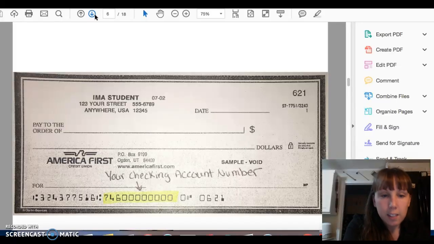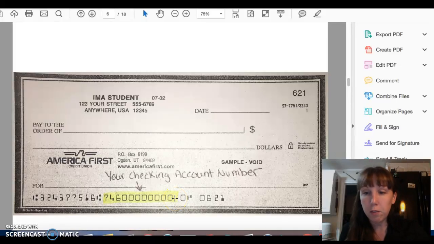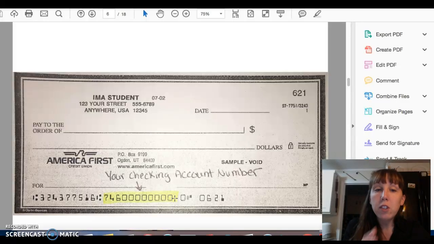Then the next set of numbers, you'll see these little dots here, sometimes they're lines, that separate the numbers. So this is the routing number, where this is your checking account number, which is obviously going to be different for each person. But that's your checking account number.